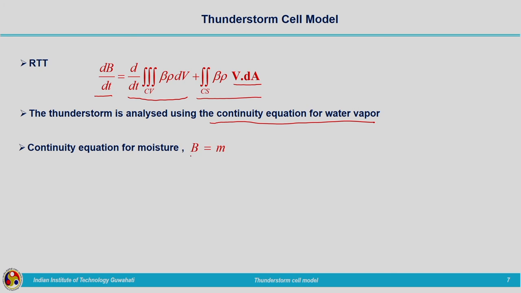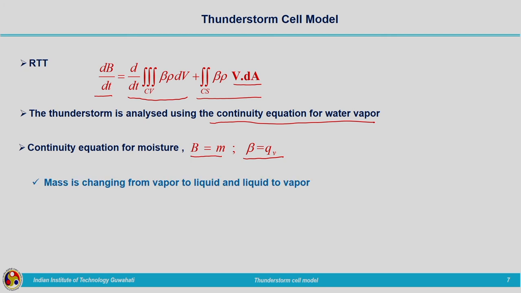The extensive property was B equal to mass, and the intensive property beta we have seen is QV, the specific humidity. Mass is changing from vapor to liquid and liquid to vapor. As it moves up, condensation takes place, vapor is converted to liquid, comes out and again mixes with vapor. So, we are bothered about the processes taking place within the convective cell, within the atmospheric column which we have considered.